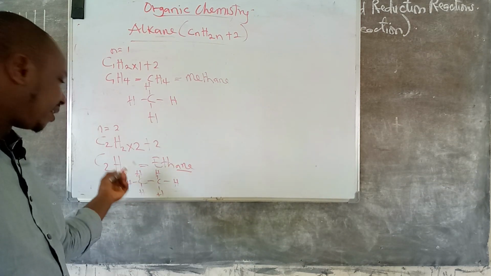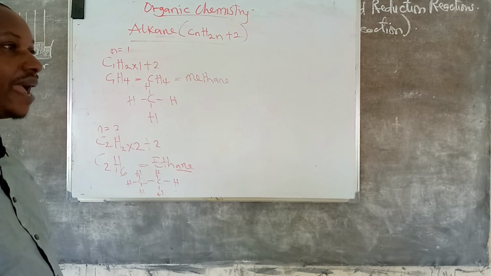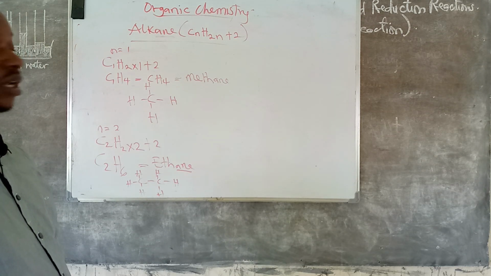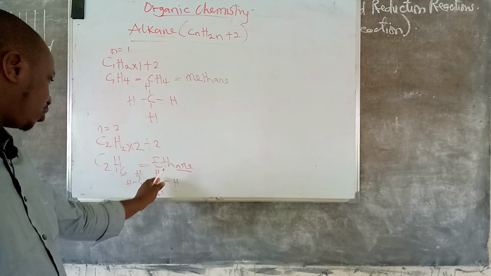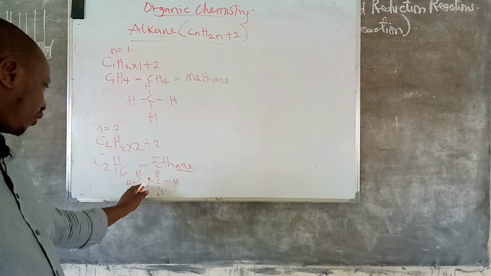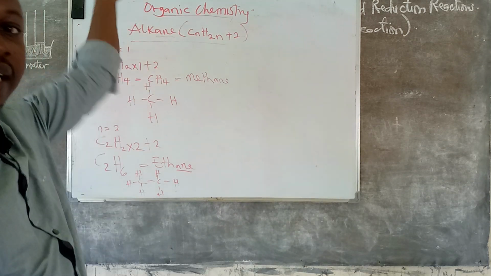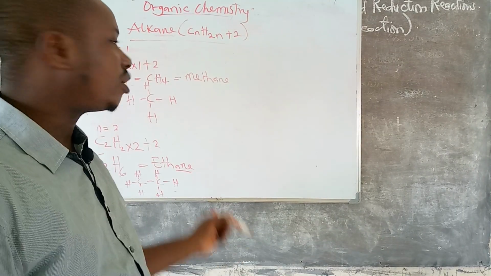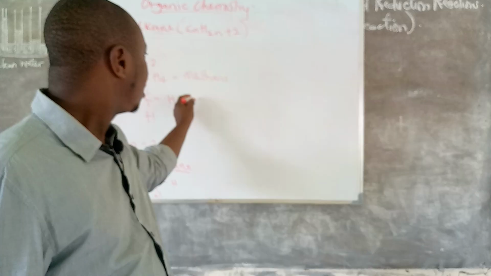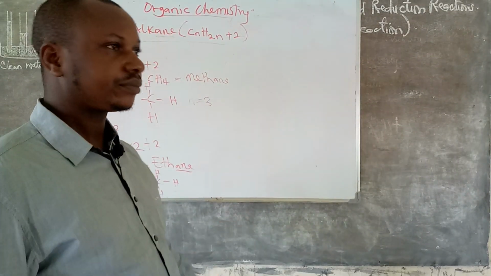Ethane, the name and the structure. Each carbon atom will be surrounded by 4 bonds. 1, 2, 3, 4 for this one. For this one now, 1, 2, 3, 4. That is the rule. If you want to get the third member, put n equal to 3.